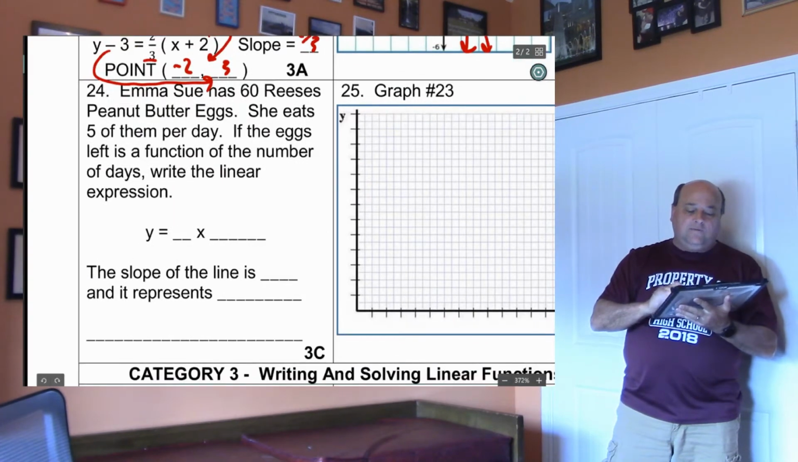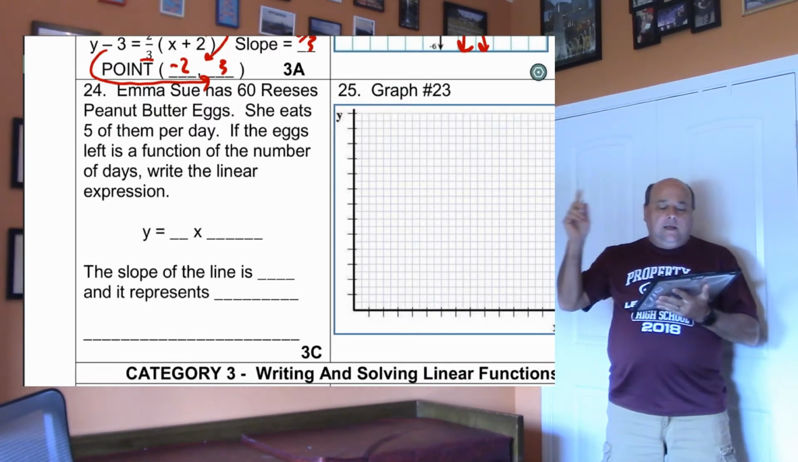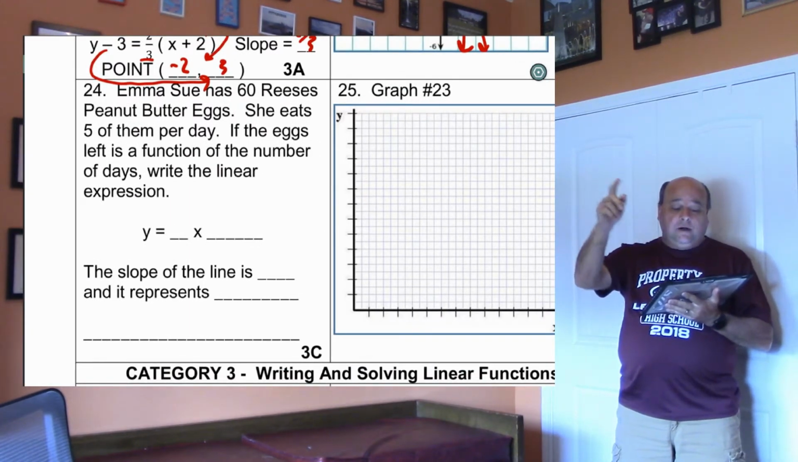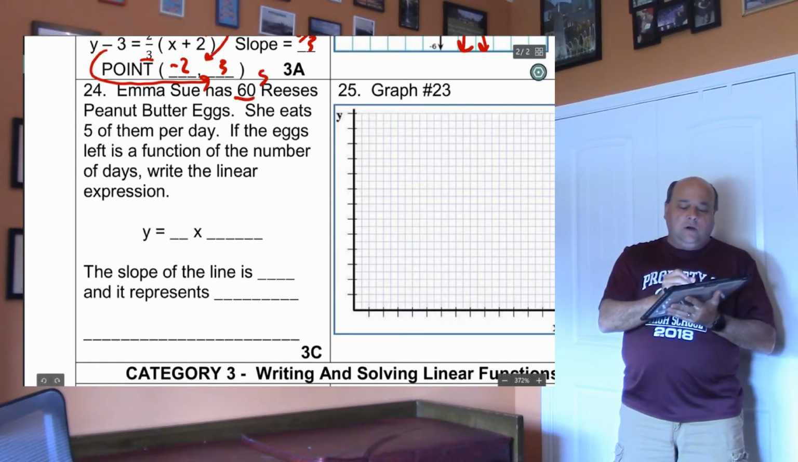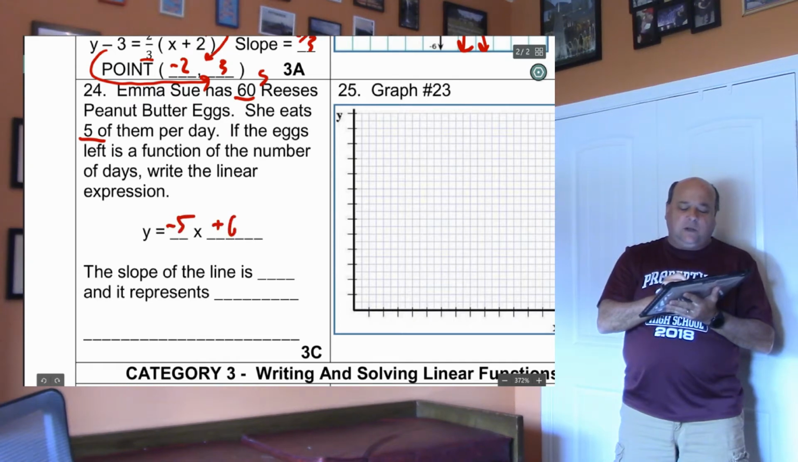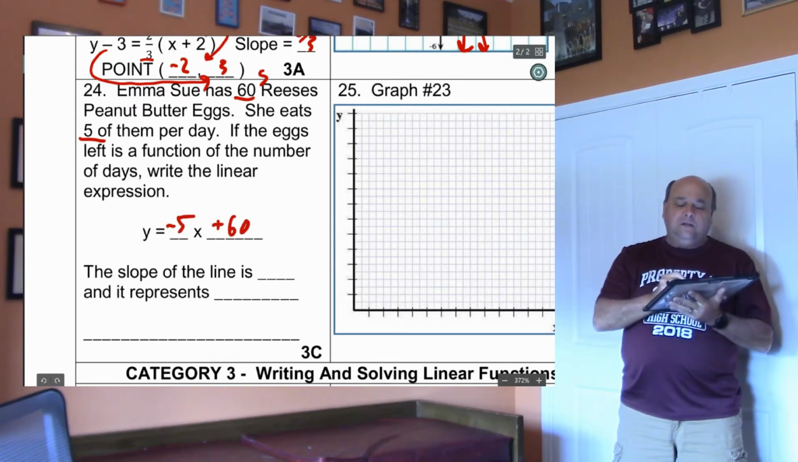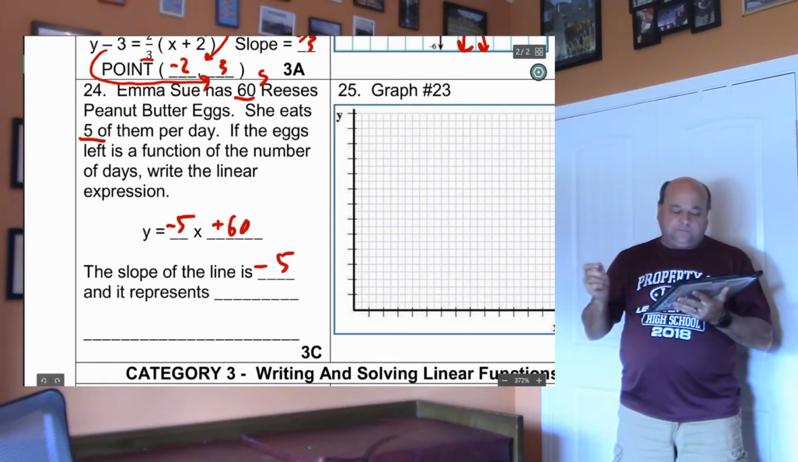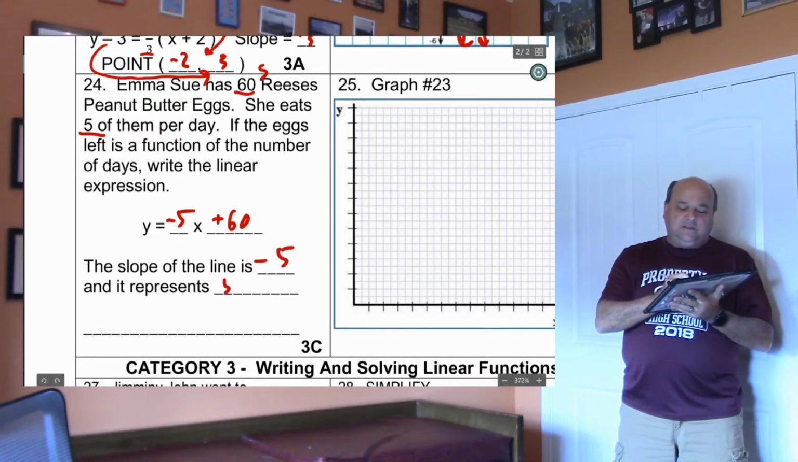Let's go to number 24. Okay, should be able to do this right here, okay? So this is our starting number. This is our growing number, and it's going to go down, so negative 5x plus 60. The slope of the line is negative 5, and it represents 5 eggs eaten per day.